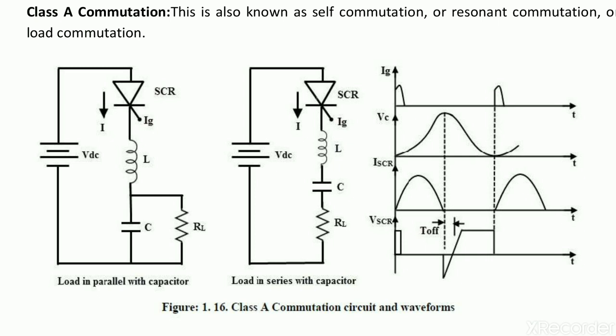We can see in the waveforms that there are a total of 4 waveforms. The first waveform is Ig, the gate current for the SCR. The second waveform is Vc, the capacitor voltage. The third waveform is ISCR, the current flowing through the SCR, and the fourth waveform is VSCR, the voltage across the SCR. As soon as we provide the gate supply Ig, marked in the first waveform, the capacitor voltage starts to develop.